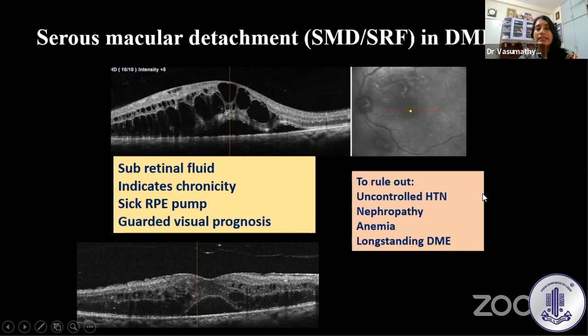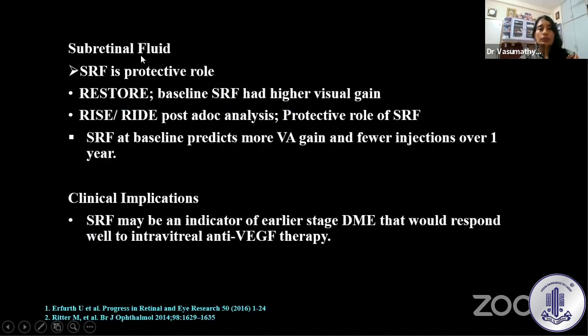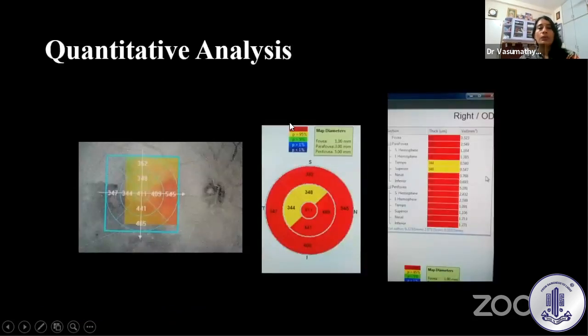It's also important that for these patients, we work in conjunction with an intensivist to rule out uncontrolled hypertension, nephropathy, anemia, etc. It's also said that subretinal fluid has a protective role based on several studies, and it can respond well to intravitreal anti-VEGF therapy.